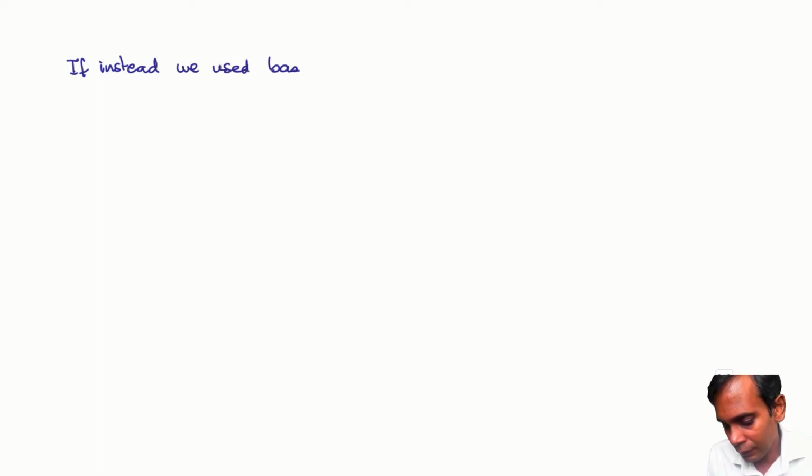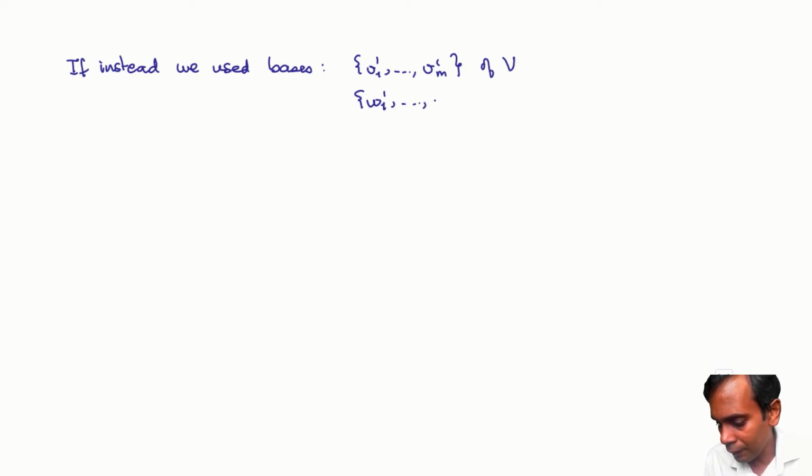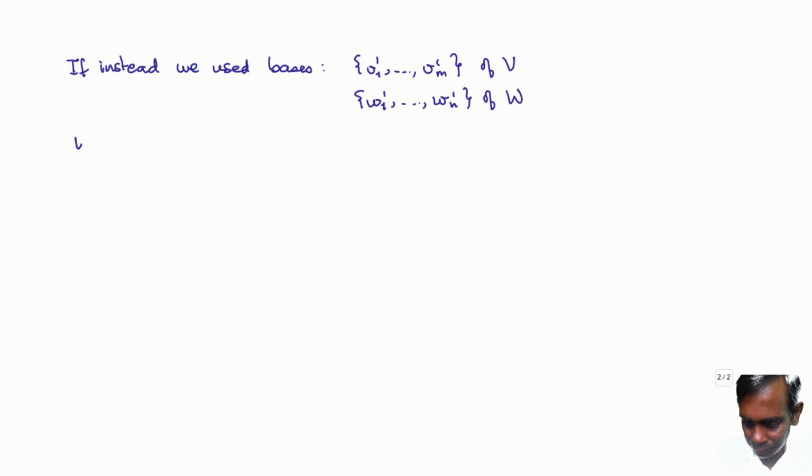Okay, so that's the definition of tensor product, but what happens if we start with a different basis? So if instead we used a different basis, let's say v1 prime, ..., vm prime of V and w1 prime, ..., wn prime of W, then we would get a different notion of tensor product, a priori different notion of tensor product.